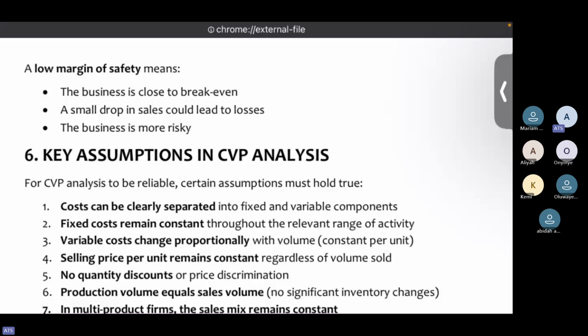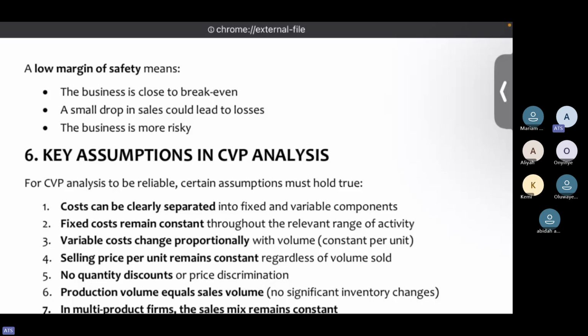So one, under CVP analysis, we believe that costs can be clearly separated into fixed and variable components. And it's not always true, especially for places like service industries. You might not necessarily be able to separate what your fixed cost is and what your variable cost is, because there are some costs that will look like they are variable, but they might actually be fixed. And there are some that will look like they are fixed that might be variable. So in practice, really, it is not very easy to separate fixed and variable costs.